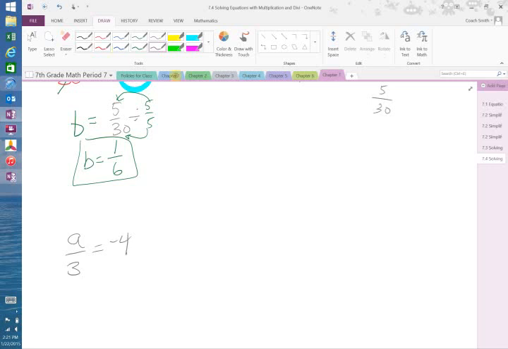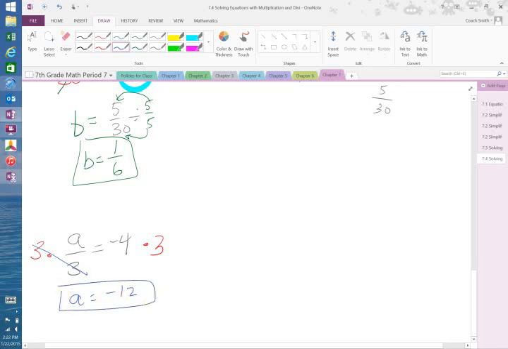Okay, so here, once again, I'm dividing 3 into a. So the inverse of dividing by 3 is to multiply both sides by 3. So I'm going to multiply this side by 3, and I'm going to multiply the right side by 3. The 3's on the left side cancel each other out, leaving me with a. Then I have -4 times 3, which is -12. So you have a is equal to -12.